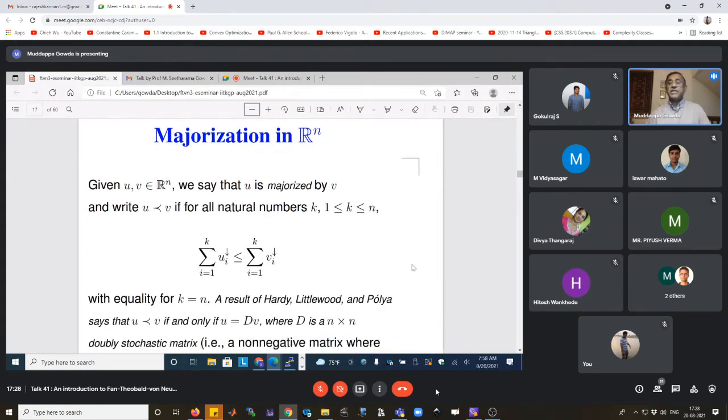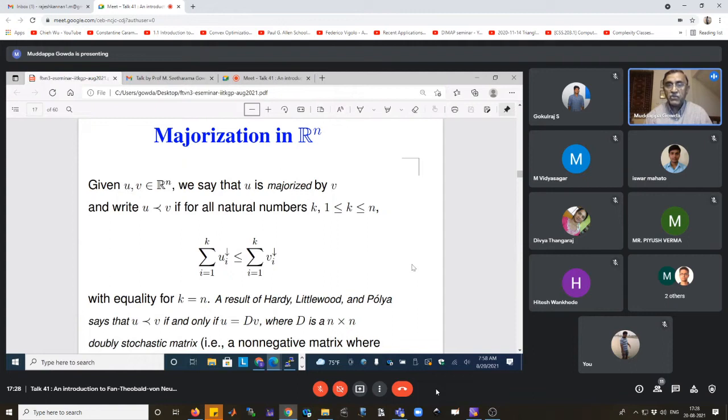Let us recall majorization in Rn. Given vectors u and v in Rn, we say that u is majorized by v, and write u ≺ v, if for all natural numbers k, 1 less than or equal to k less than or equal to n, the sum of the first k entries in u down arrow is less than or equal to the sum of the first k entries in v down arrow. This should be true for all k, and we demand that equality holds when k equals n. The sums are equal.